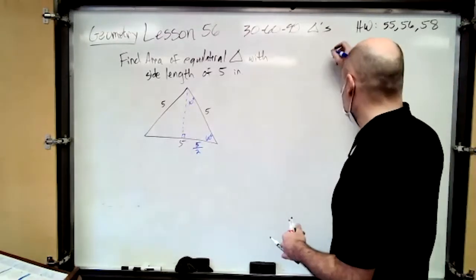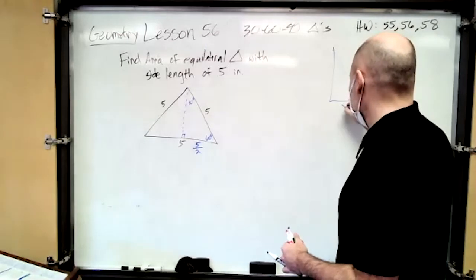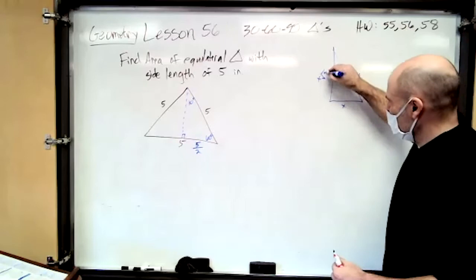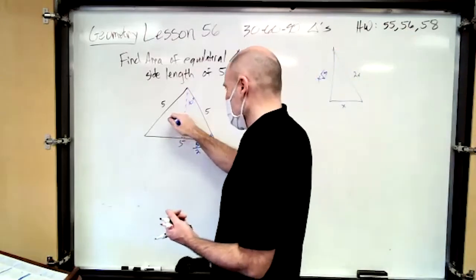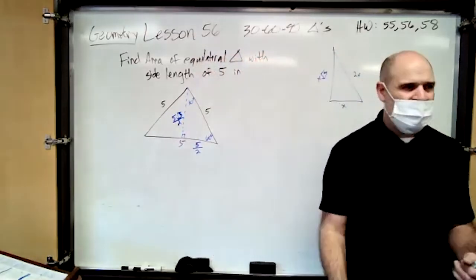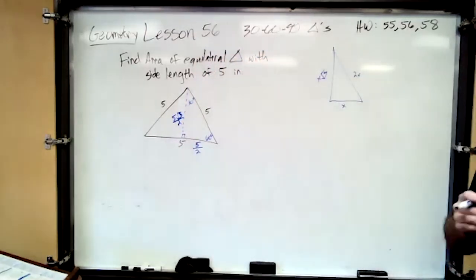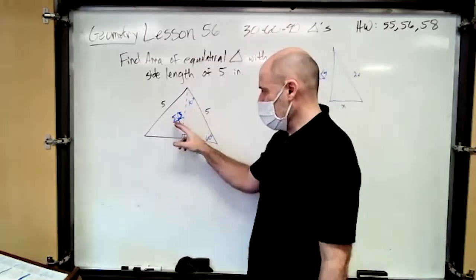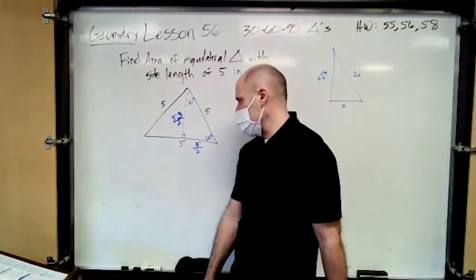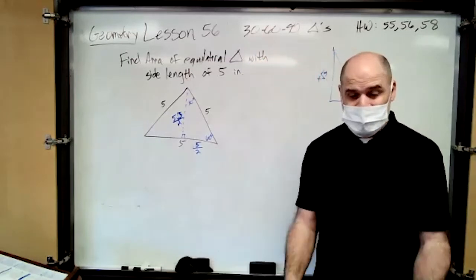You remember the little formula here? This is x, 2x. What's this? x radical 3. So you just multiply by radical 3. So this is 5 radical 3 over 2. When you multiply a fraction by a whole number or a radical, you just do the top because it's radical 3 over 1, whatever. So now you got the base and the height.